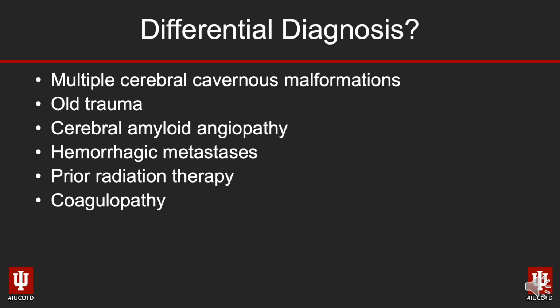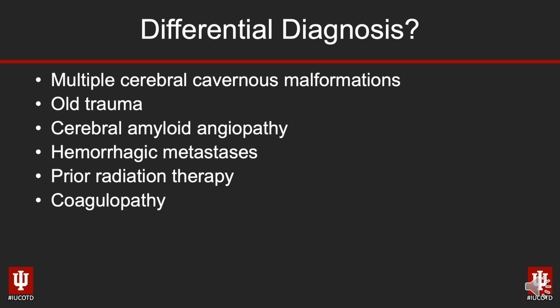We need to dig into the patient's history. Have they had prior trauma? Maybe this is just really bad traumatic brain injury. Certainly he had a prior craniotomy, so that could fit with that. A bit young, given that he's a middle-aged man, to have cerebral amyloid angiopathy, but in an older patient, we might think about that. Certainly somebody who's over age 65, that would rise toward the top of the differential diagnosis.